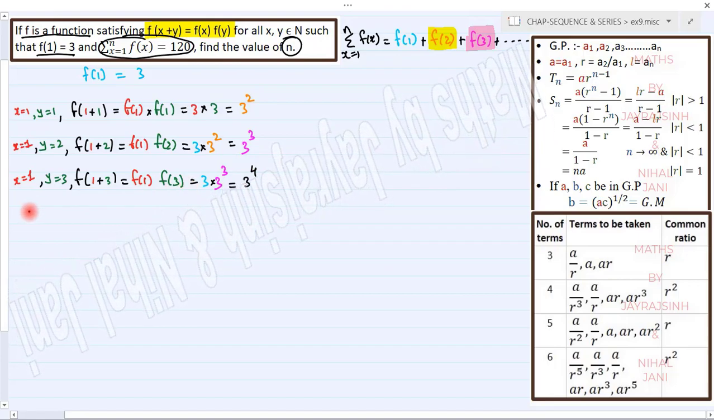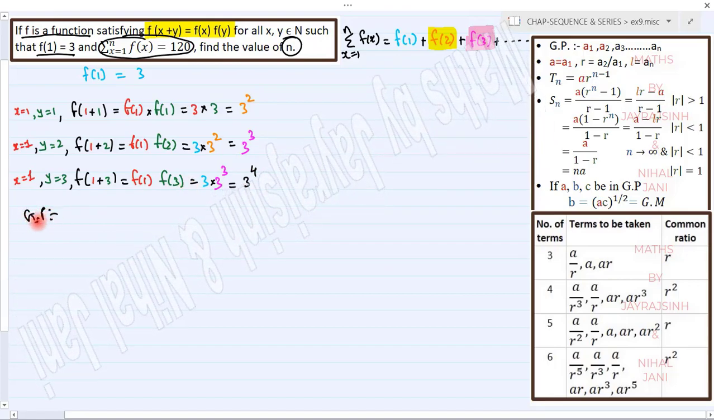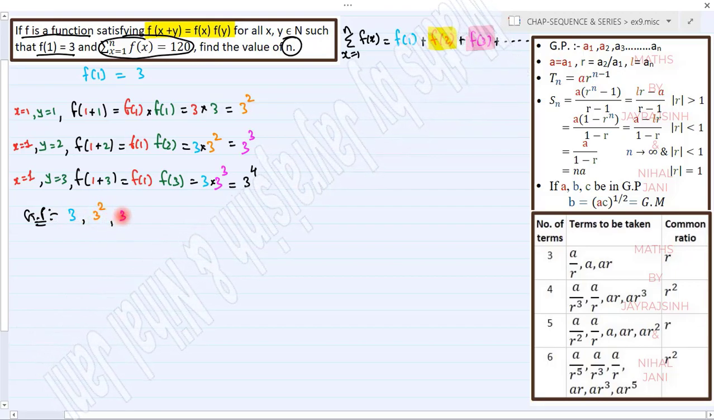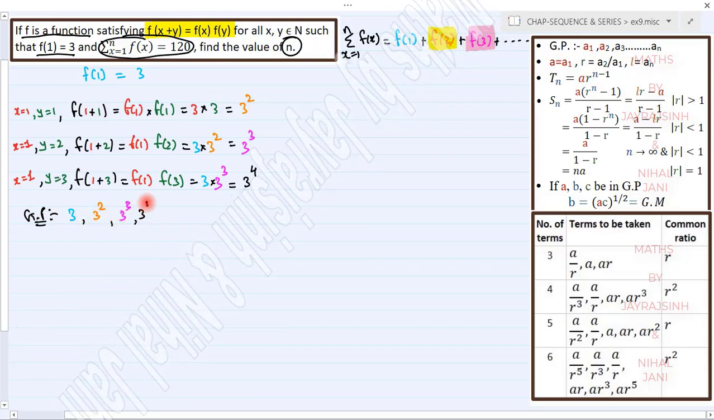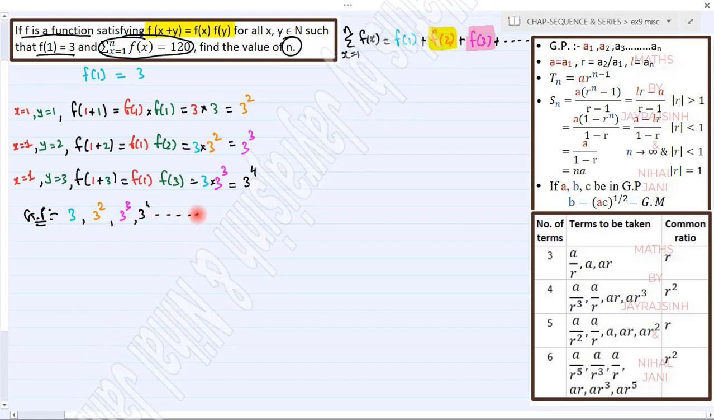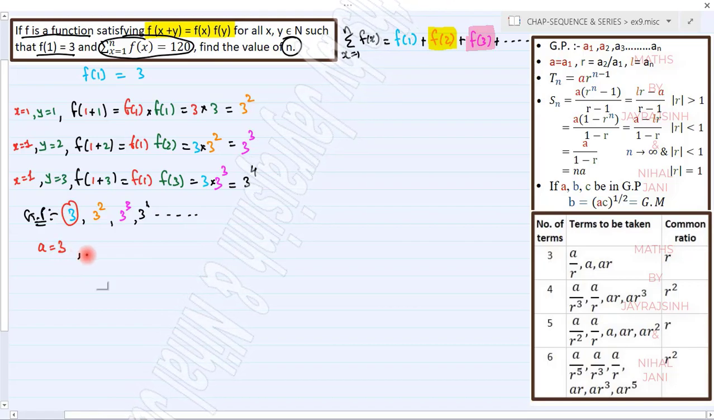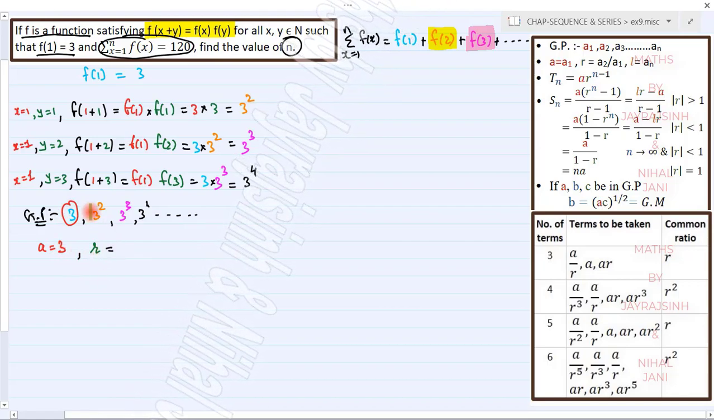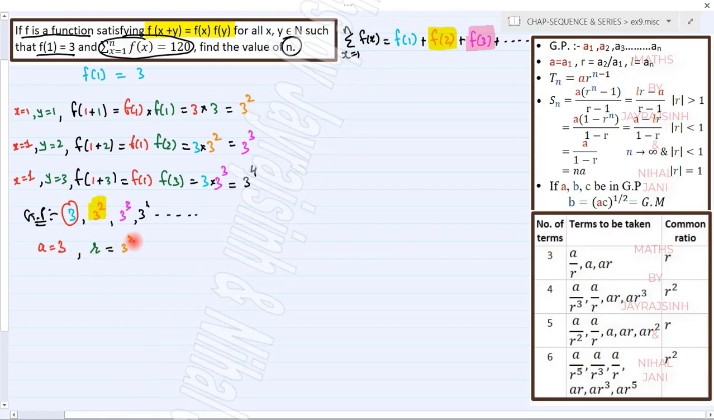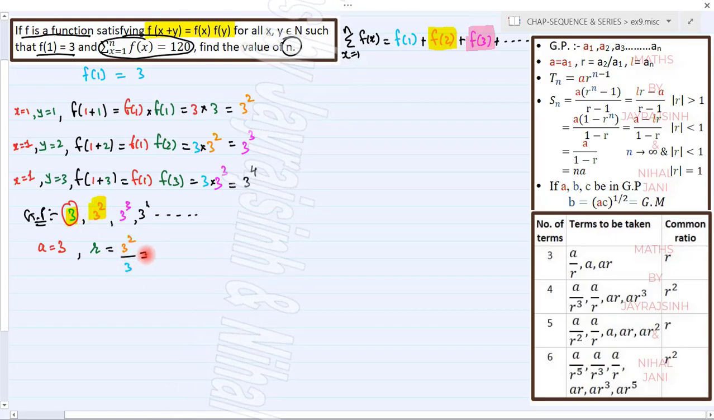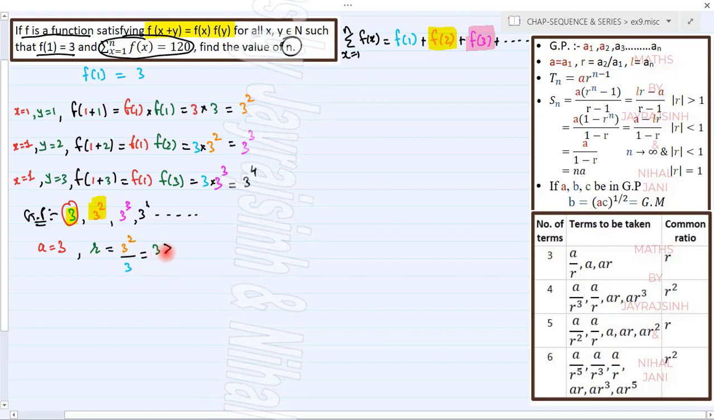So we can say here we have one GP, which is 3, 3 square, 3 cube, 3 raised to 4, and so on, where the first term is 3 and the common ratio, the second term 3 square upon the first term 3, is given as 3, which is greater than 1.